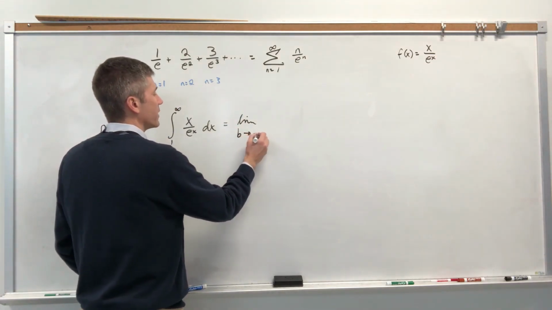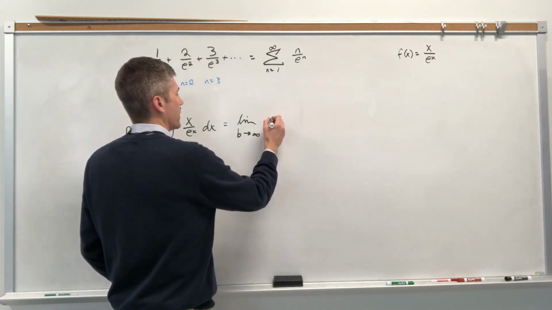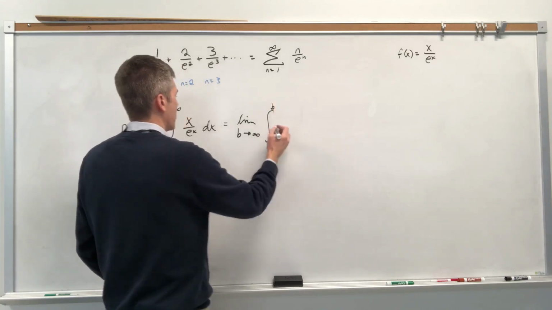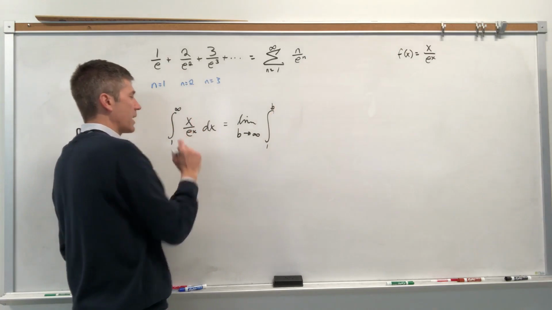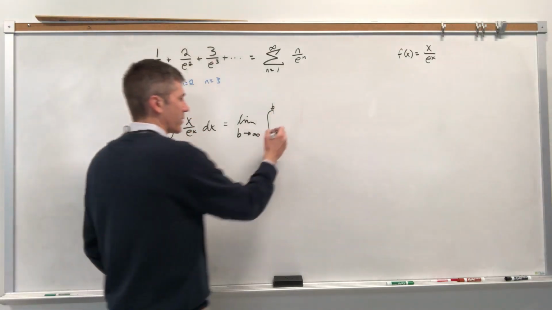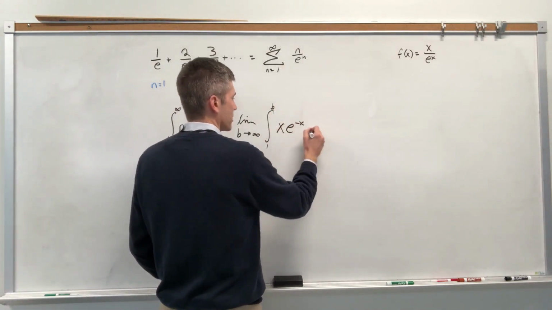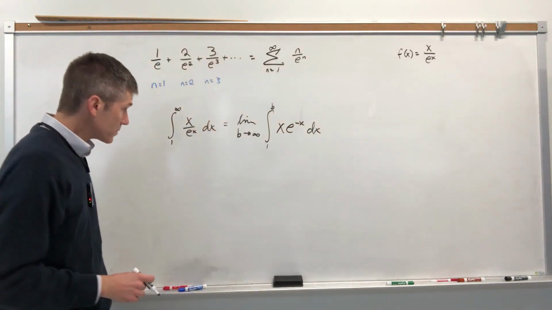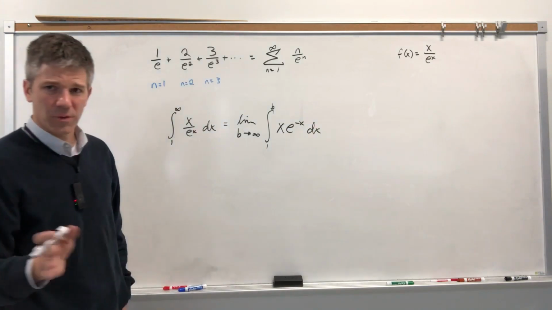The limit as b approaches infinity of the integral from 1 to b of x over e to the x. That's going to be a little sloppy. Let's go ahead and rewrite it: x e to the negative x. Doesn't look cleaner, but trust me, it's going to help. And that's what we're dealing with. If you want to leave it like this, go for it, but good luck.